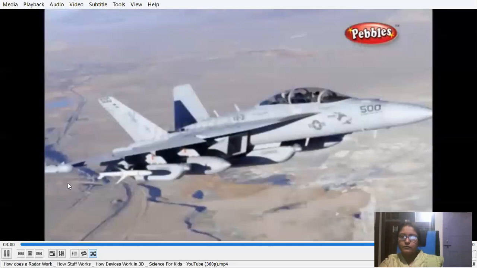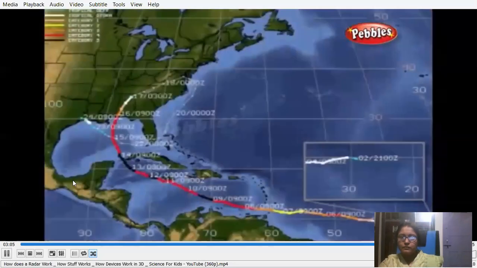The military uses it to detect the enemy and to guide weapons. Meteorologists use radar to track storms, hurricanes, and tornadoes.